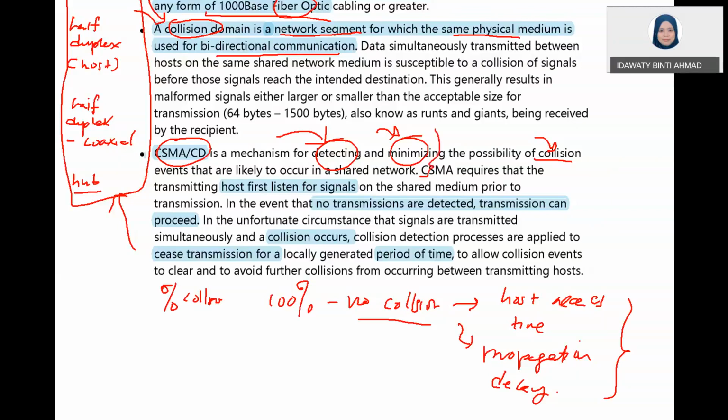So here it is mentioned about the mechanism. You first listen for any incoming signal. If there is no transmission, then you can proceed, and if a collision occurs, you back off for some period of time and then transmit again. Okay, so I guess that's all. Thank you.